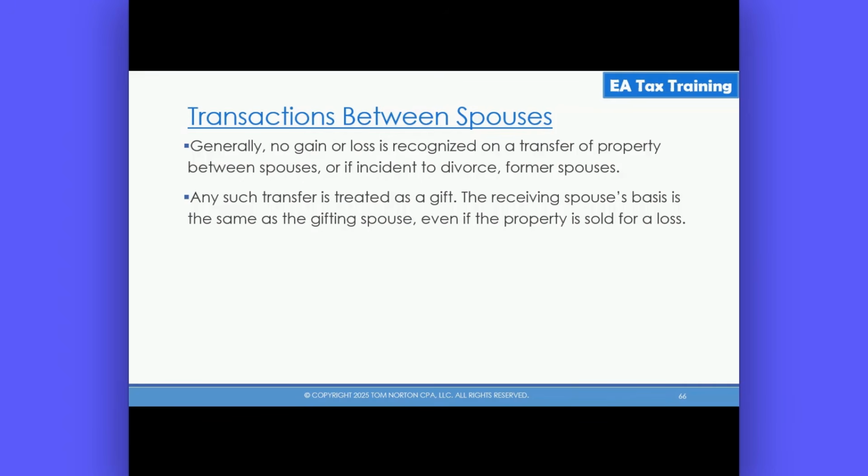So remember before we said if you have a gift that the donee and the donor have the same basis. There's this carryover basis, but there was this exception, and that was that if you sold the item for a loss, then you had to take the lower of the donor's basis or the fair market value. But if you're dealing with spouses, you don't have that issue. It's always a carryover basis when it is done between spouses.